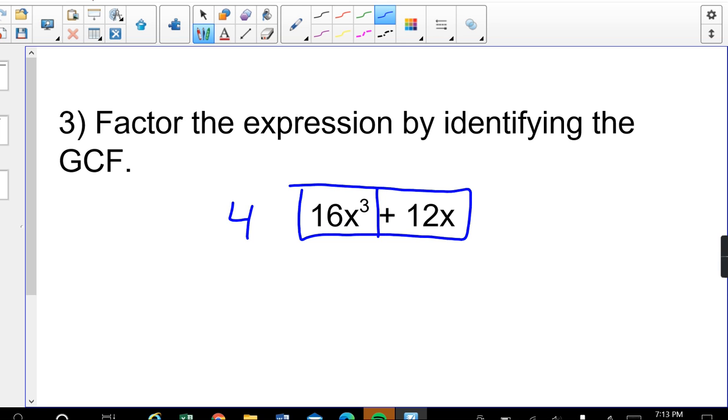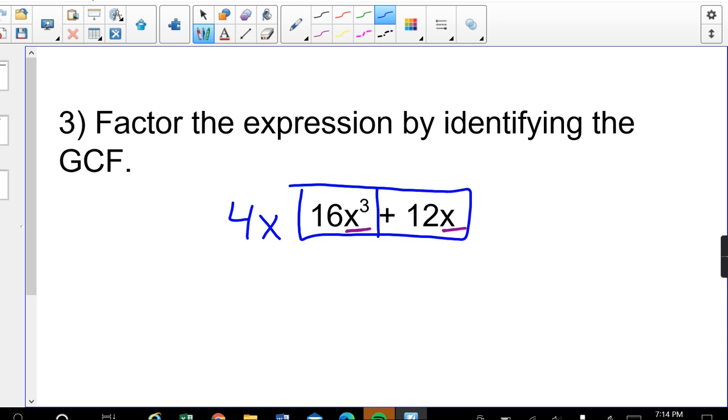Then I'm going to look at the variables, okay? So I have x to the third power and x. How many variables can I factor out of both of these terms? Just one, okay? The second one just has one x that I could factor out. So I'm just going to factor out x. I can't factor out any more variables than that. So my greatest common factor is 4x.